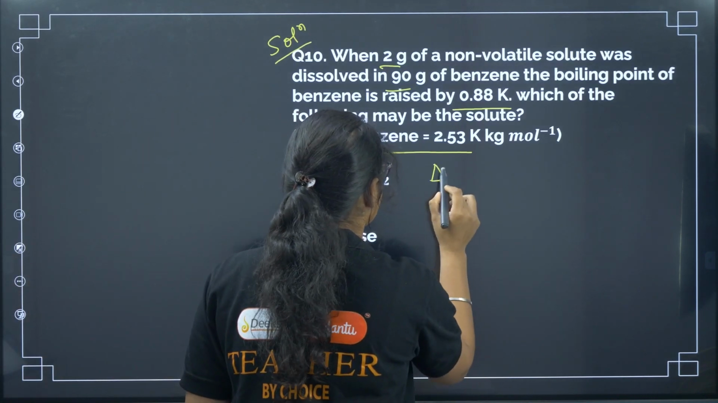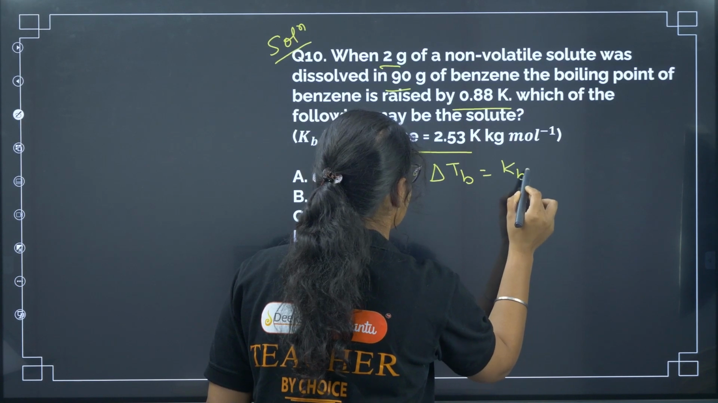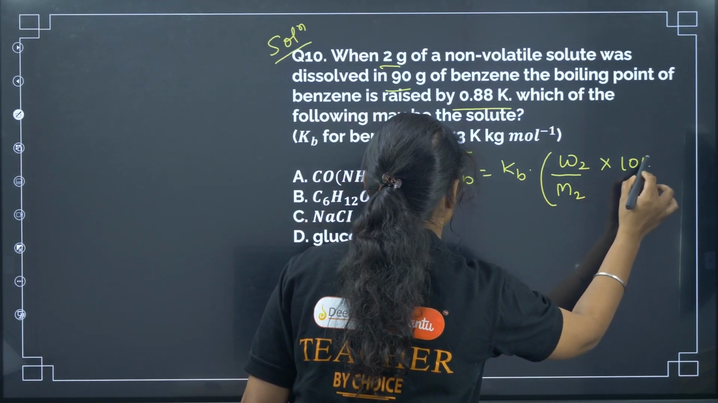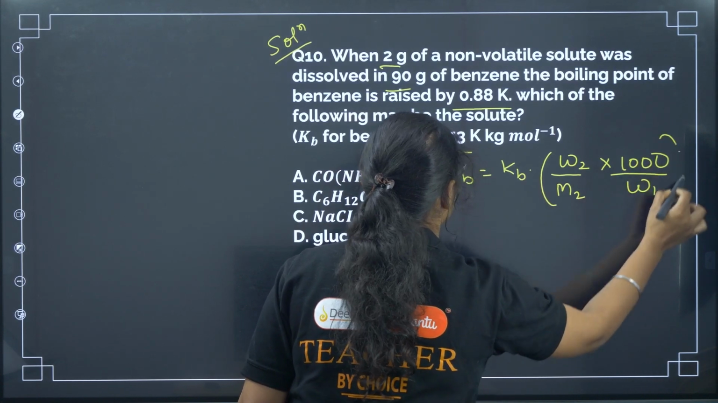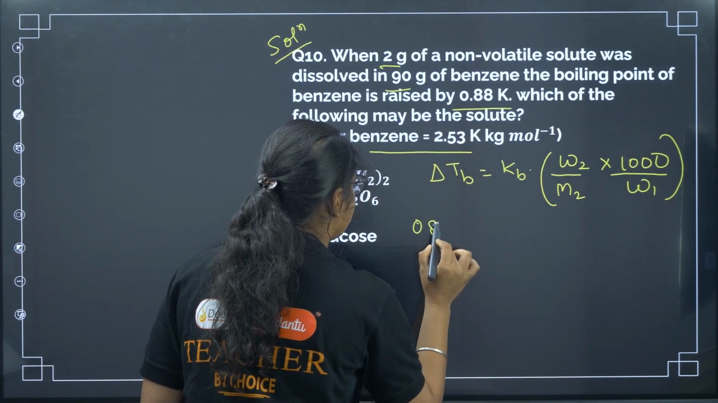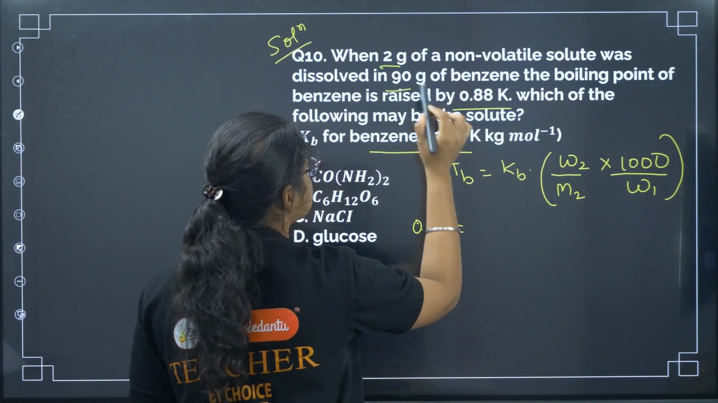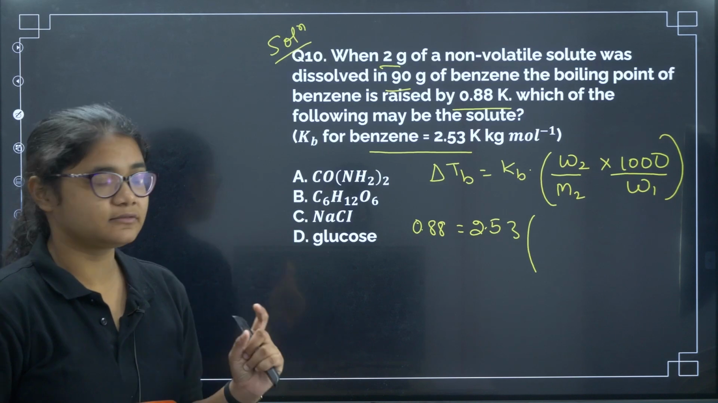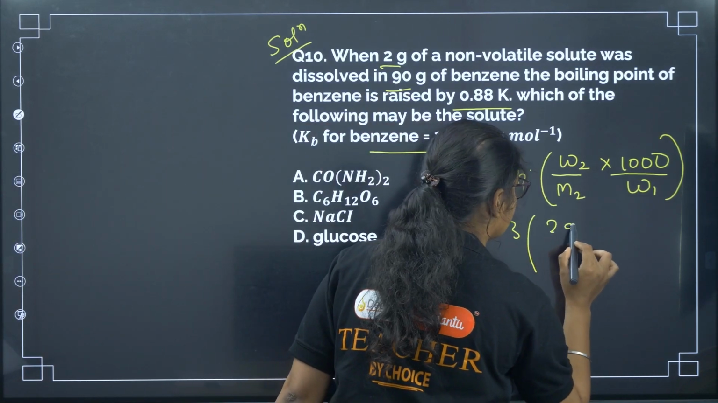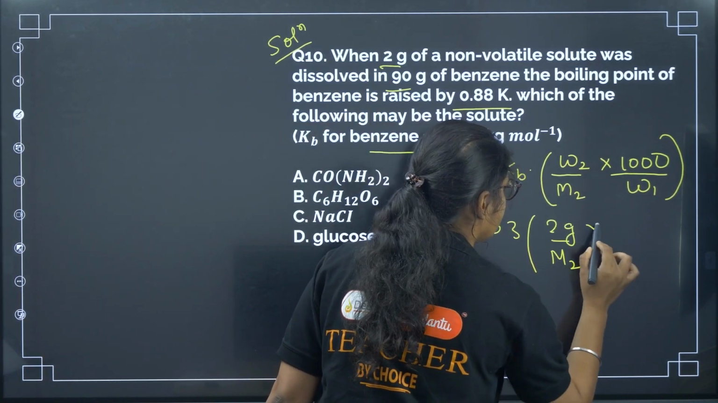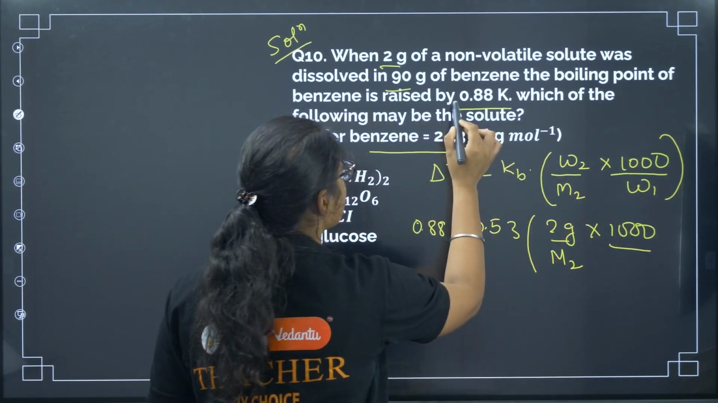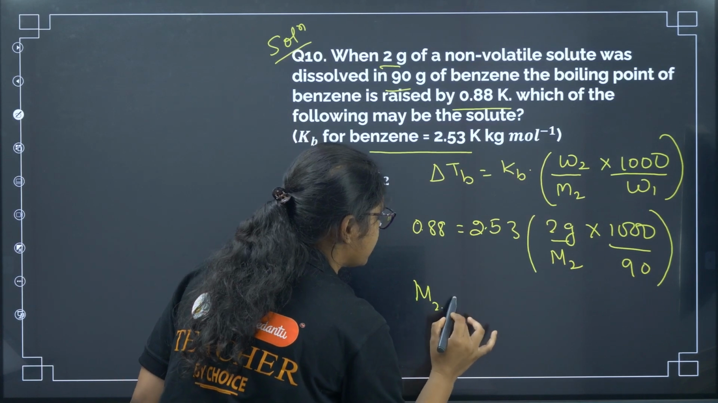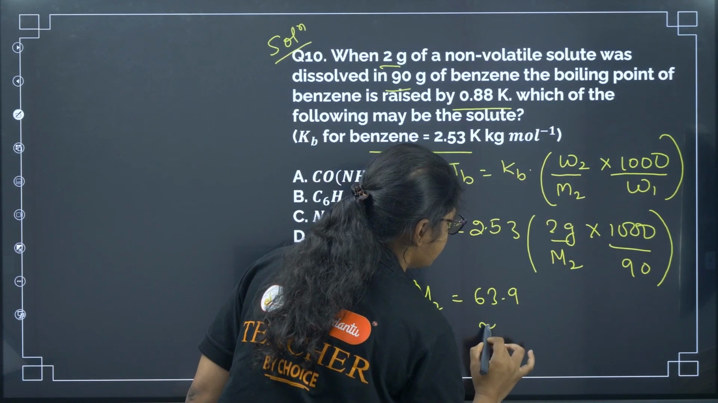So now let us solve this one. So delta Tb is equal to Kb into m. For m it is given as mass by molar mass into 1000, right, by mass of the solvent. So delta Tb value is 0.88. Kb value is given to you as 2.53, right? W2 is the mass of the solute. How much mass of the solute is taken? 2 gram. M2 we have to find out, okay? Into 1000 by the mass of the solvent. Mass of the solvent is 90 gram, okay? So now once you solve it, the M2 value you will be getting is around 63.9, or I can say 64.